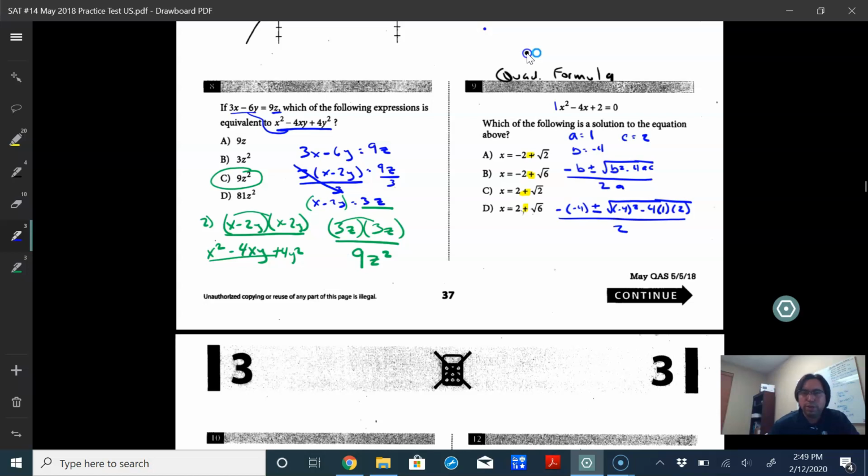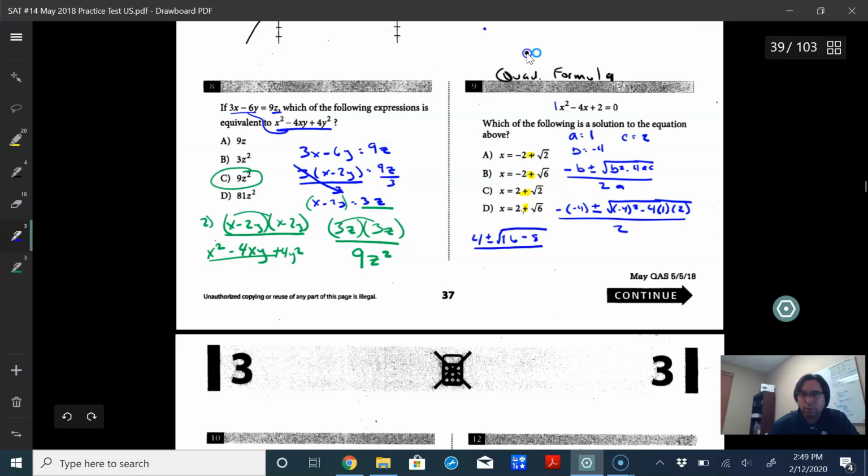So let's simplify all this now. Negative negative 4 is going to be a positive 4, plus or minus the square root of negative 4 squared, which is going to be 16. Minus 4 times 1 times 2, which is going to be 8. So it's going to be 16 minus 8.